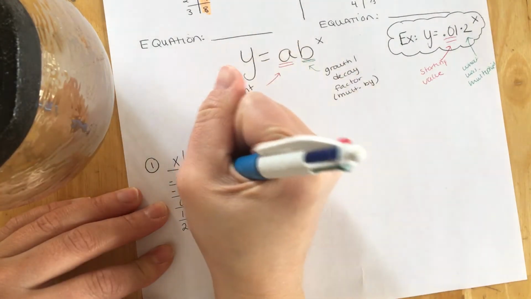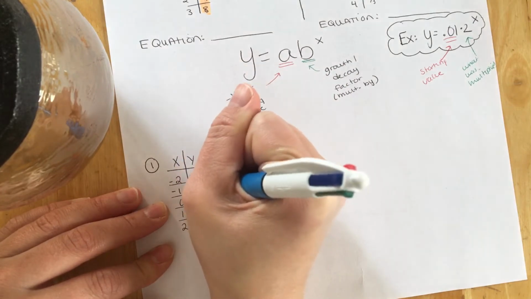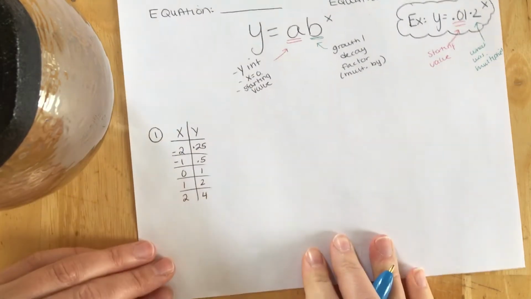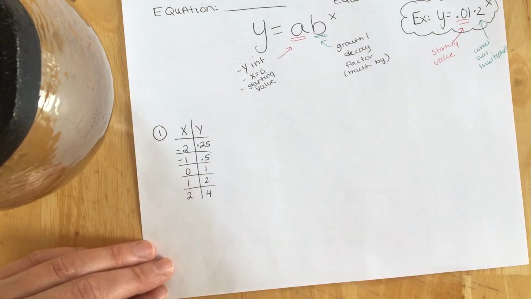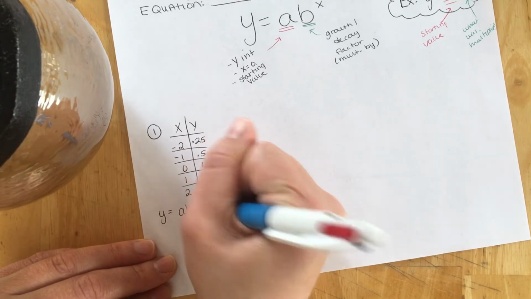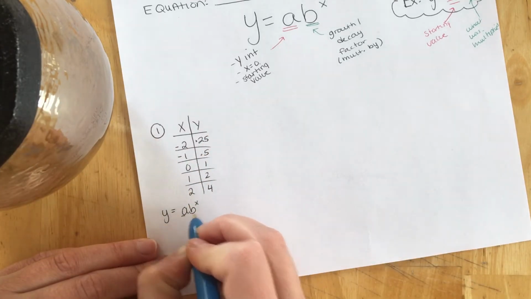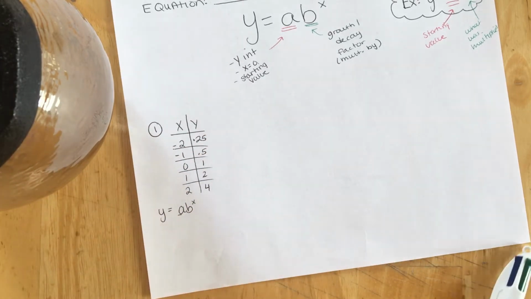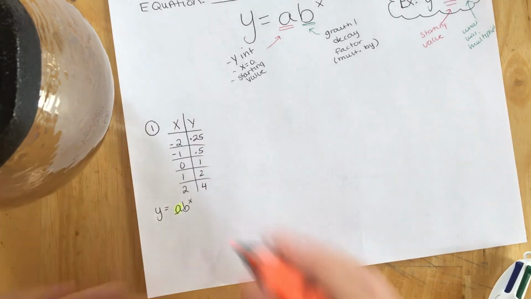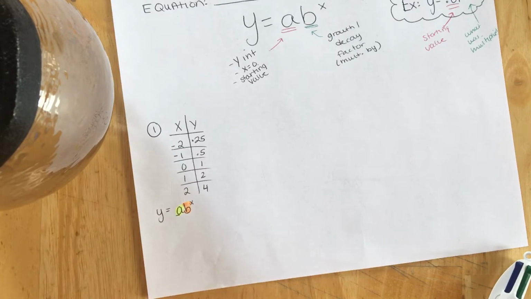And then we're going to write 0.25, 0.5, 1, 2, and 4 for your y values. Okay? And I need my equation to be in y equals a times b to the x, where I need my y-intercept. I'll highlight these for you. I need my y-intercept, and I need my growth factor, my b, okay?